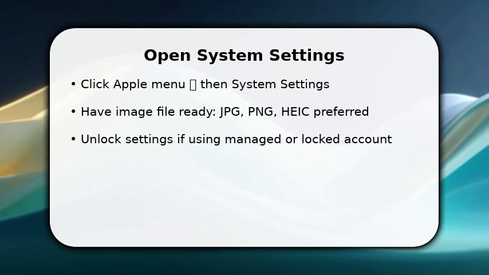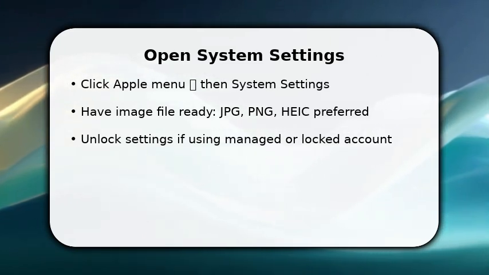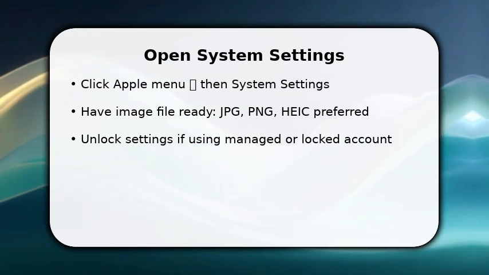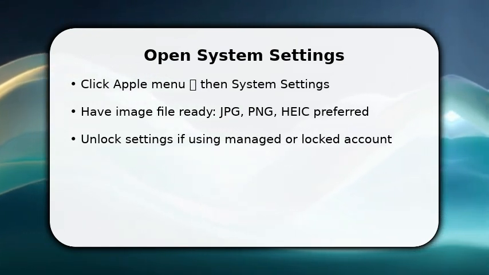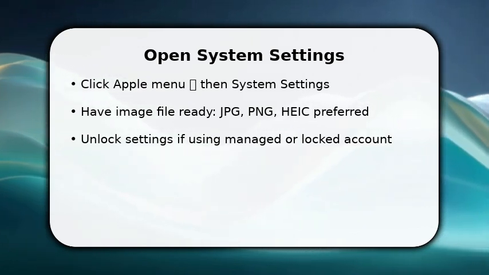You start by opening System Settings from the Apple menu. This is the single supported path for current macOS. Once open, navigate to Wallpaper or Appearance depending on version. Make sure the image you want is accessible in Finder or Photos.